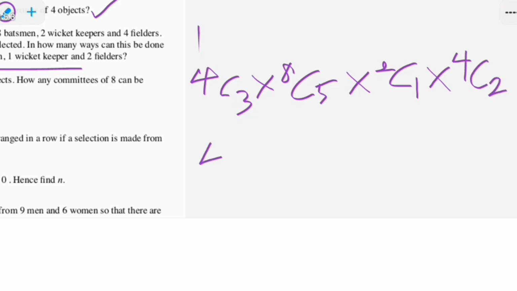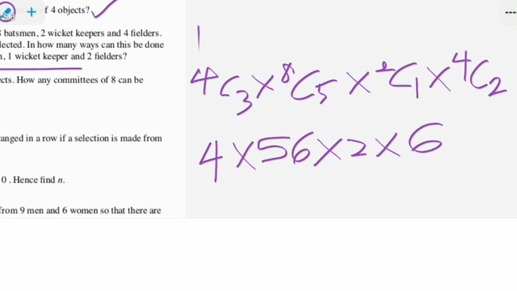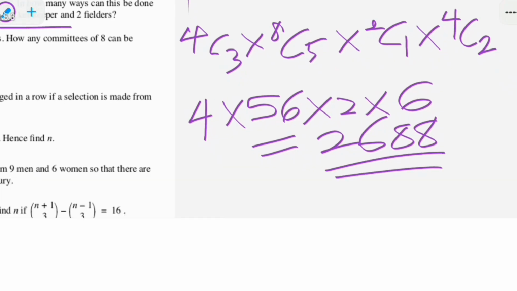So 4C3 will give you 4. 8C5, if you press it, is 56. 2C1 is the same thing as 2. Then 4C2 is 6. Then you just times all this together, and it gives you 2688. So that's the answer to that question.